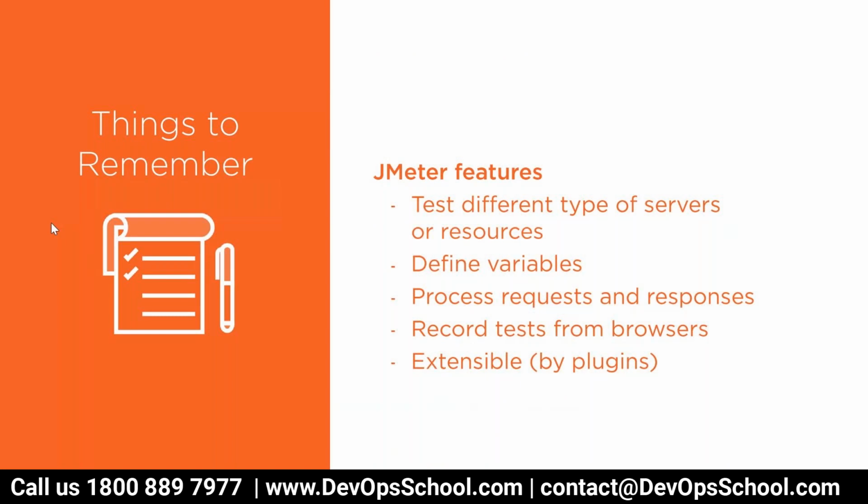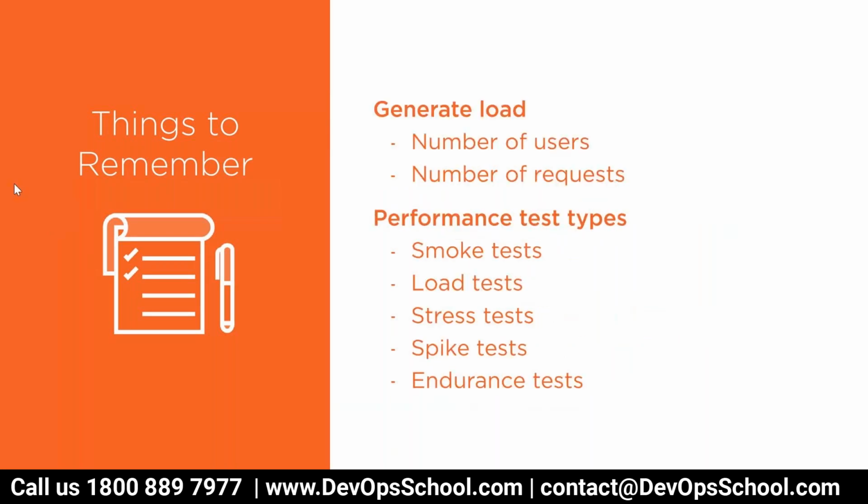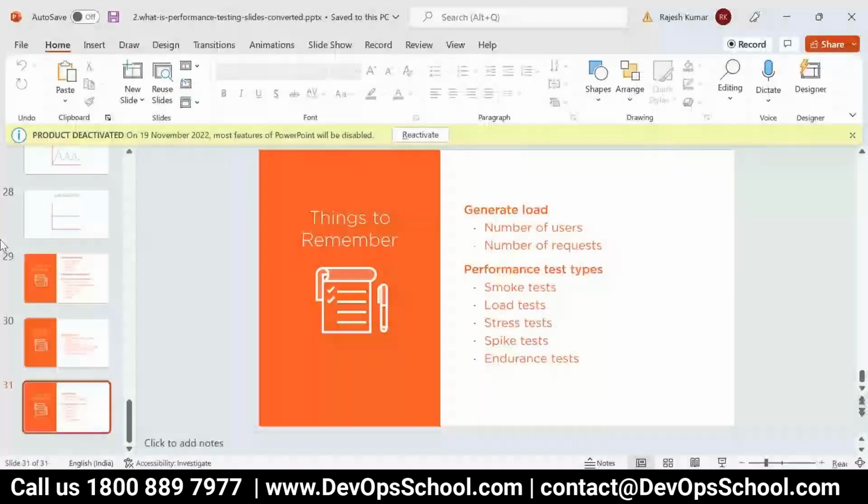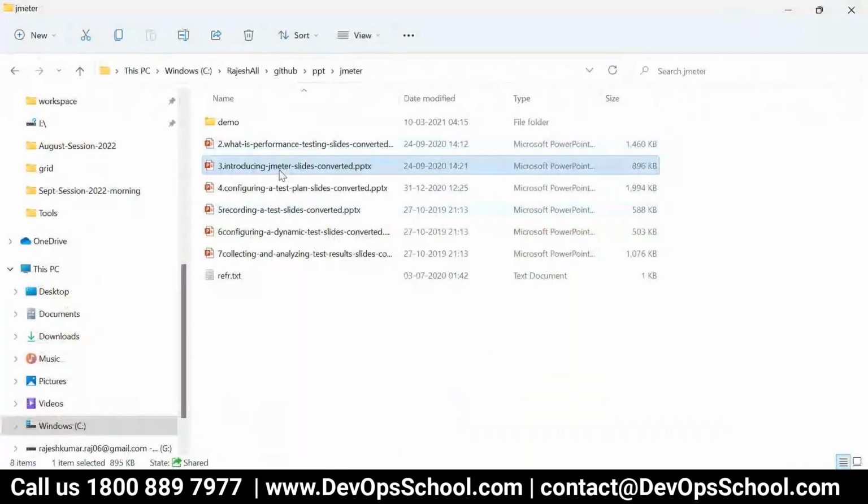These are some of the features which we have in JMeter. Test different types of server or resources. Define variables. Process requests and responses. Record test from the browser and extensible by plugins. So how to generate a load? You can set the number of users or number of requests, and these are the set of tester types which you have. Now next thing is let's get started with JMeter.